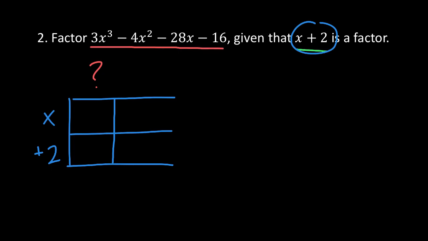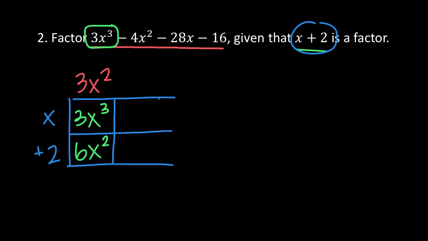So I take the first term, 3x cubed, and I put it in the first box. And then now I'm trying to figure out what that red question mark is. I want to think of what multiplies to x to get 3x cubed. That would be 3x squared. And then I'm going to multiply 3x squared times 2 and fill that bottom box in. Okay, so I'm going to keep going. I'm going to add another column.